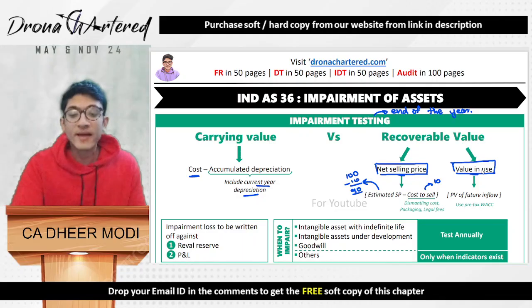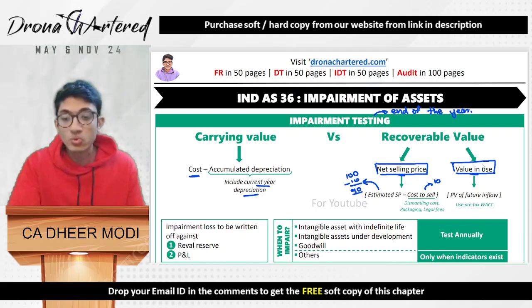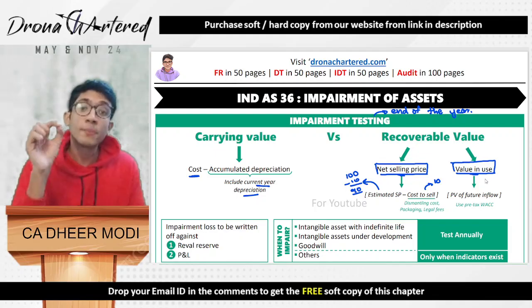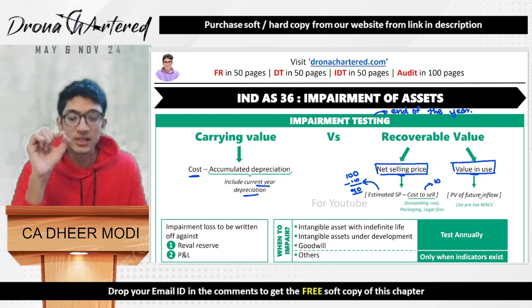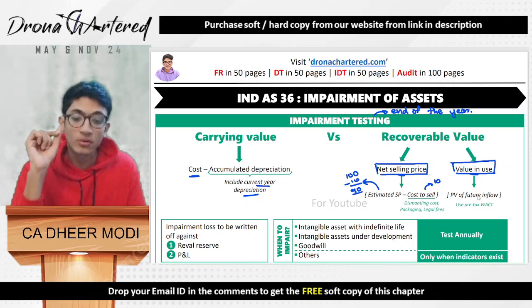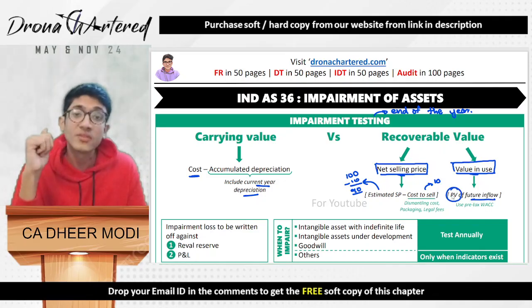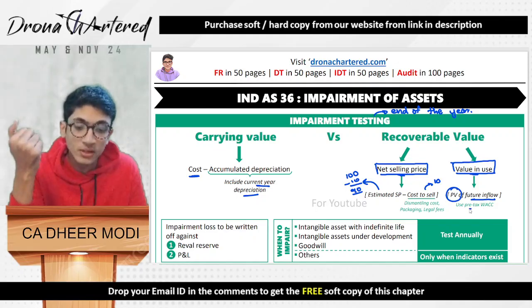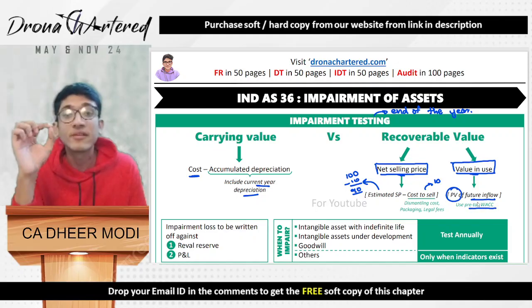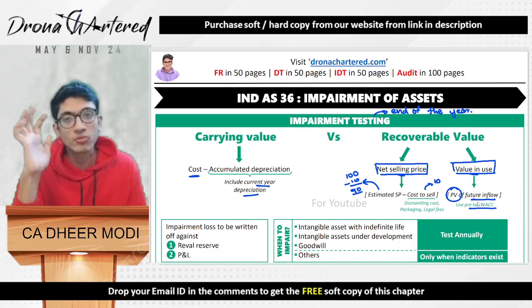Now, what is your value in use? Your value in use is the present value of future inflow. Whatever benefits the asset will give you, that is your future inflow. You will have to bring it to present value. Now, how do you bring it to present value? You will be using your pre-tax weighted average cost of capital. Pre-tax WACC you will be using.